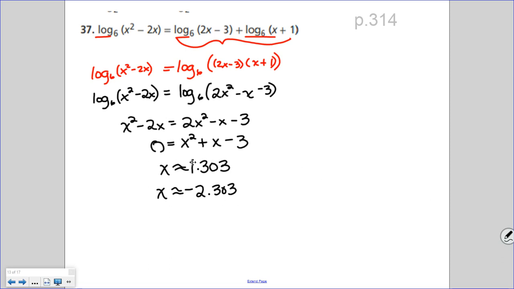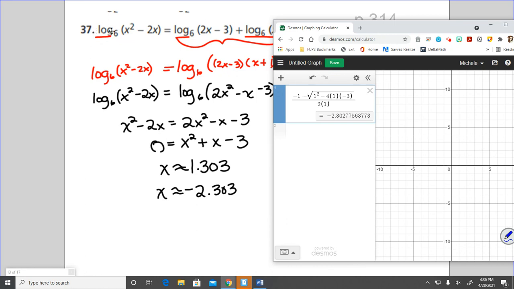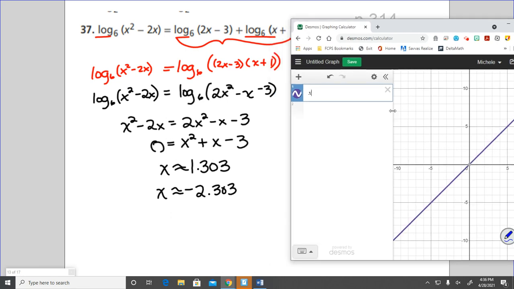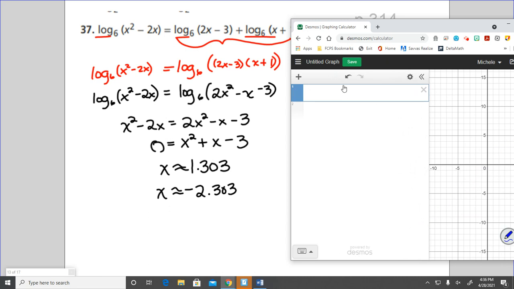So I'm going to substitute 1.303 in for these x's, because I have to make sure that I'm not going to take the log base 6 of a negative number. So I'm going to take x squared minus 2x, and plug in 1.303. 1.303 squared minus 2 times 1.303. That number would be negative, and we can't take a log of a negative number. So that means 1.303 is extraneous.